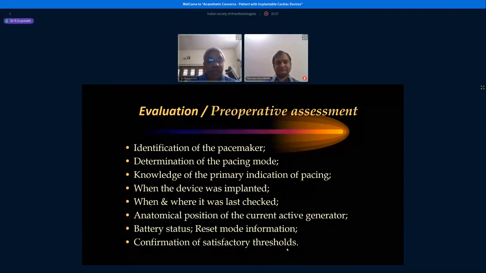Then you have to know about the status of the battery and how you reset the device so that you can bring it back to an asynchronous mode. And of course, you have to understand that there is a confirmation of satisfactory threshold. Threshold for stimulation is something which changes over time. As soon as the lead is implanted, because it's directly touching the myocardium, the resistance offered is very low and the amount of current required is not much.